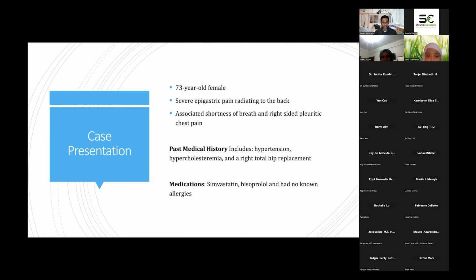Our patient was a 73-year-old lady who presented to the emergency department a couple of years ago with severe epigastric pain that was radiating towards her back. It was also associated with breathing problems, and it was right-sided and pleuritic in nature. She didn't have a great deal of past medical history. She had high blood pressure, high cholesterol, and a right total hip replacement.